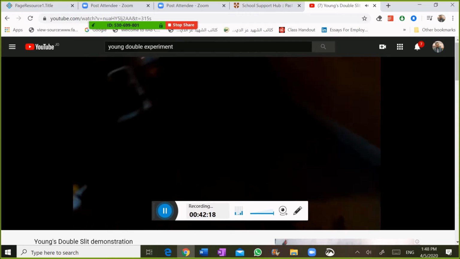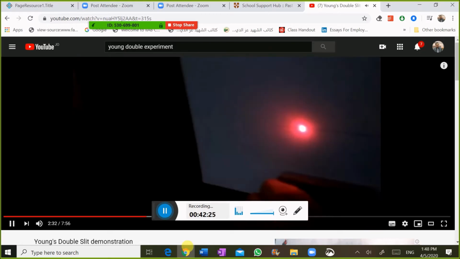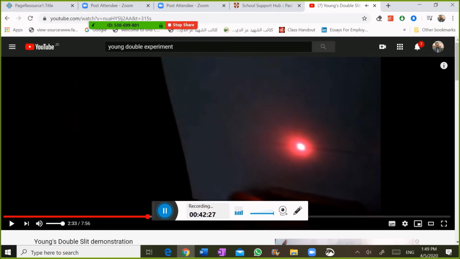Now, actually, let me show you what it looks like without the double slit. Without the double slit, it looks like a dot. Guys, this is without the double slit. I mean, if the laser is shone directly on the screen, right? If there is no slit, I will see it like this. Okay, let's go back.